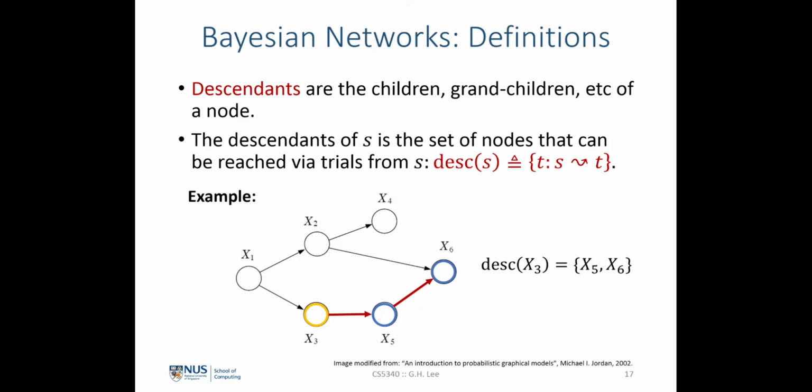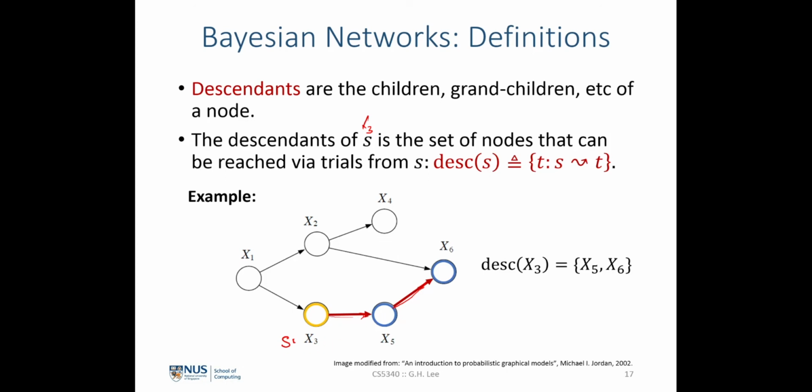We also define a set of descendants, which consists of the children and grandchildren of a node. Similarly, we can find this by tracing the trails from one node to another. So here, let's denote S as x3, where we want to find the descendants of x3. The descendants of S, or x3 in this example, are the set of nodes that can be reached via trails from S. This means that starting from S over here, I follow the arrows from S, and all the nodes that are in this path of arrows from S are considered descendants of x3.